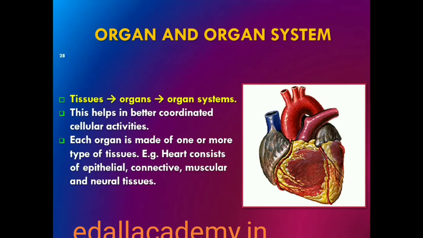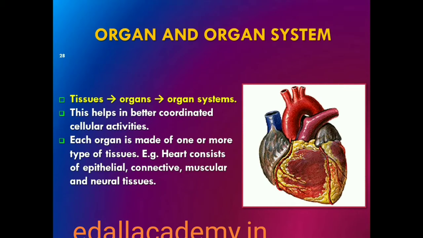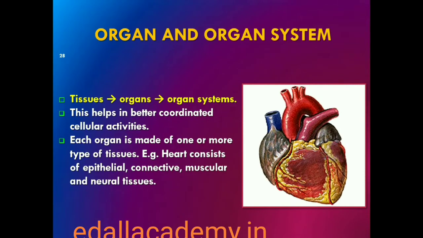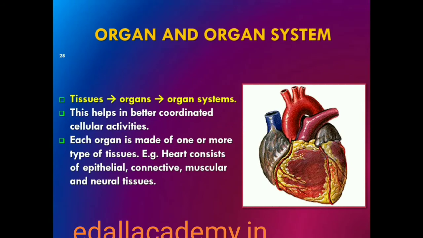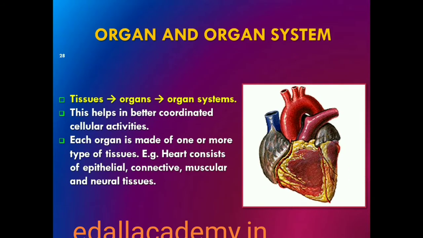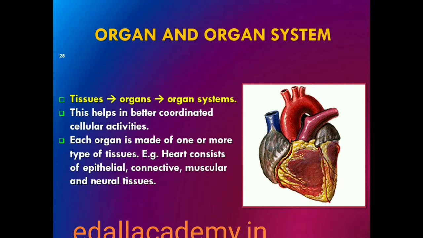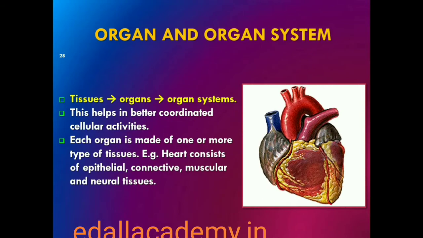7.2 Organ and organ system. The basic tissues mentioned above organize to form organs, which in turn associate to form organ systems in the multicellular organisms. Such an organization is essential for more efficient and better coordinated activities of millions of cells constituting an organism. Each organ in our body is made of one or more types of tissues. For example, our heart consists of all the four types of tissues, that is, epithelial, connective, muscular and neural.